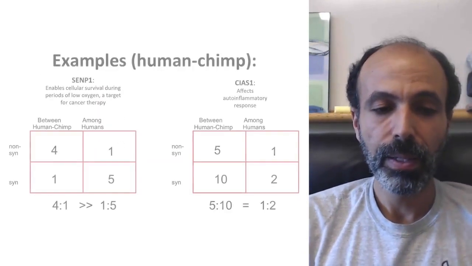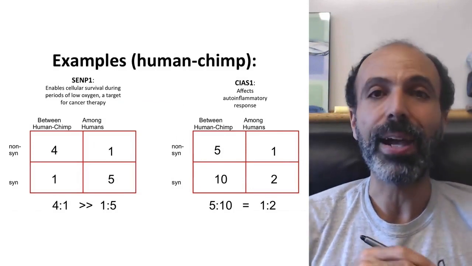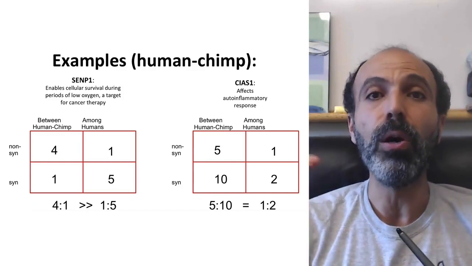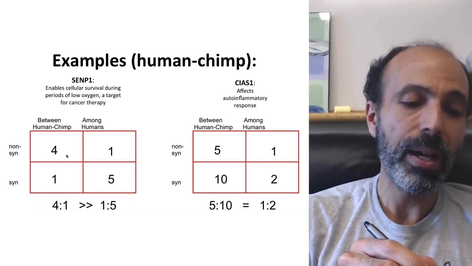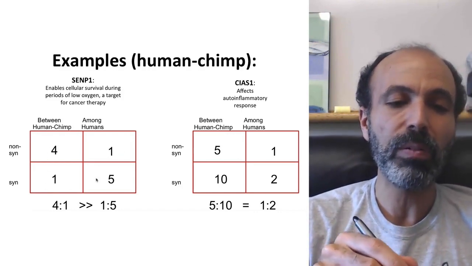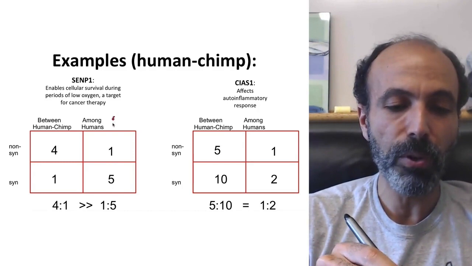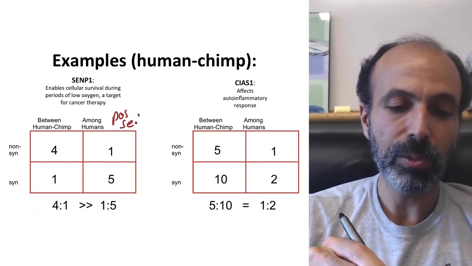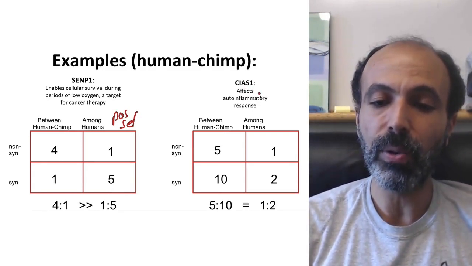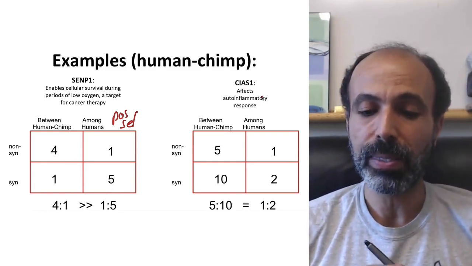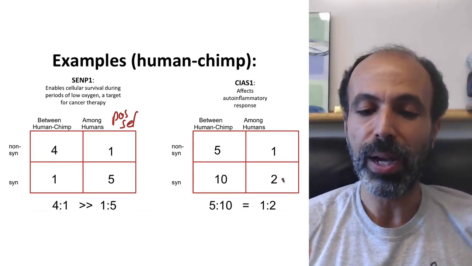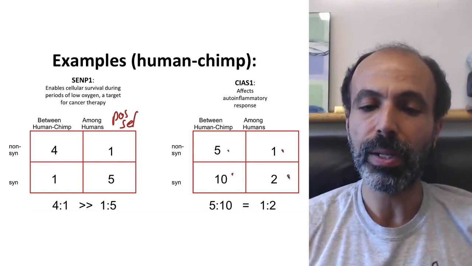Okay? So let's look at a couple of examples. Here's some actual data from a few genes. Here's SEMP1. That enables cellular survival under low oxygen. This is a case where we see a large difference in terms of non-synonymous over synonymous between species relative to within species, this would be a good candidate for positive selection. That there's been some sort of adaptive difference between humans and chimps. In contrast, this one, CIAS1, which affects autoinflammatory response, that one is pretty similar between the two. So this is a case where we can't reject neutrality. The ratio here, 5/10 is equal to 1/2.